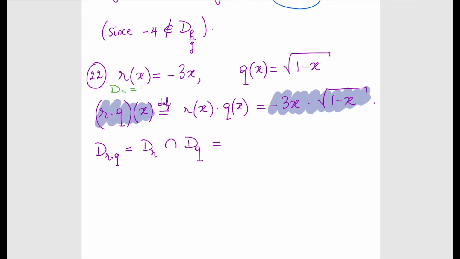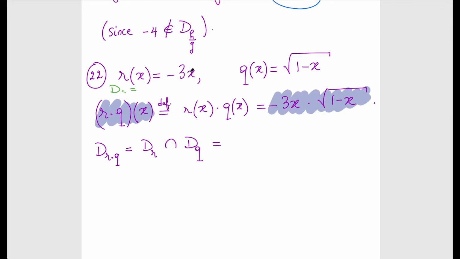What's the domain of r? Well, this is negative 3x. So what r does is multiply the input by negative 3. Is there any input that doesn't produce an output given this recipe? Is there a number that you cannot multiply by negative 3? Any number can be multiplied by negative 3, right?